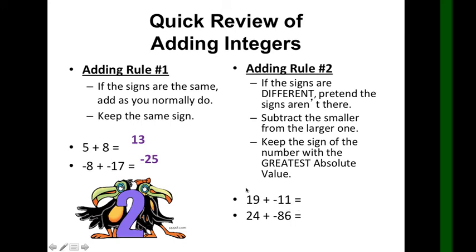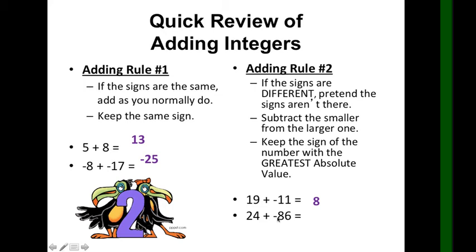Since hindi sila pareho ng sign, isa-subtract natin sila. So, 19 minus 11 is 8. Now, which is bigger, 19 or 11? The answer is 19. And what is the sign of 19? Positive. Therefore, our answer is positive 8.